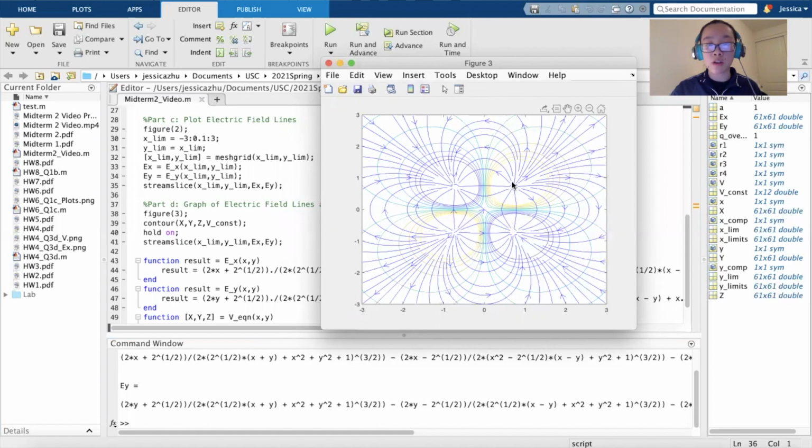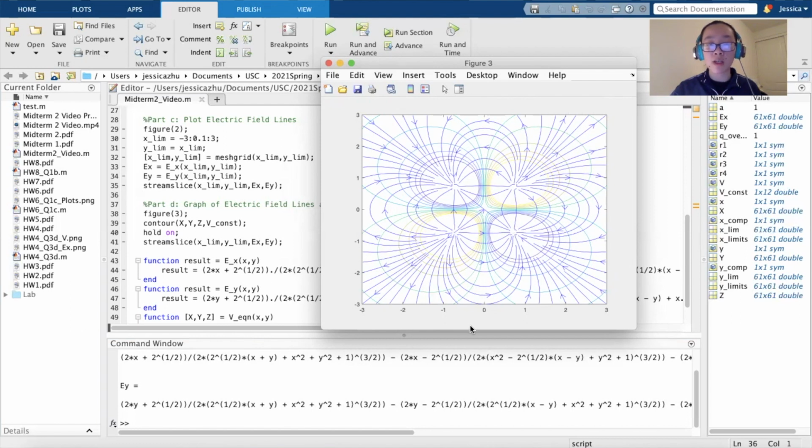The second point charge is located here, again, where my cursor is, and this is a positive point charge since all of the electric field lines are pointing outwards from this point. The third point charge, again, where my cursor is, is also positive, as indicated by the outward pointing electric field lines. And finally, the fourth point charge, again, where my cursor is, has electric field lines pointing inwards, indicating that it is a negative point charge.